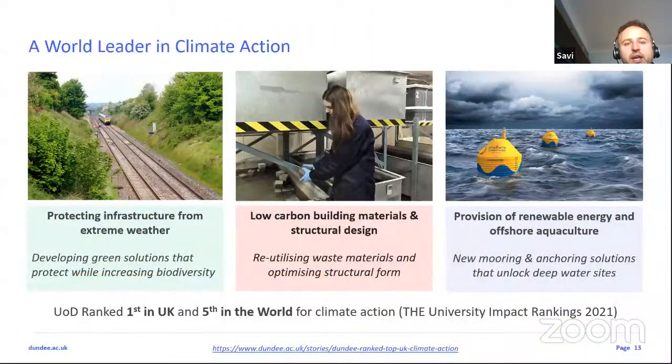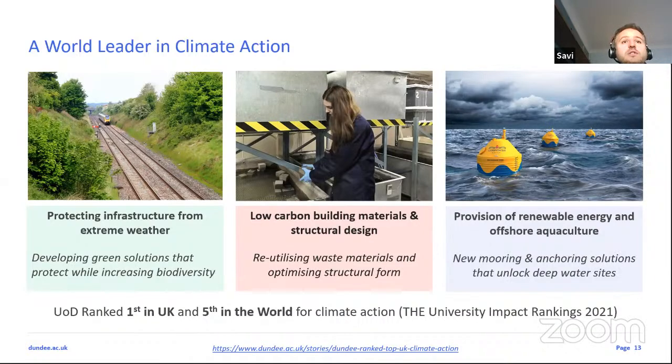So we are a very good bunch of academics, lecturers, professors, and researchers, and these are mainly the areas in which we work. We work in protecting infrastructure from extreme weather. So this is really related to climate change. I mean, all our topics are related to the climate change that we are currently experiencing, because we want to fight against it, and that's really our mission.